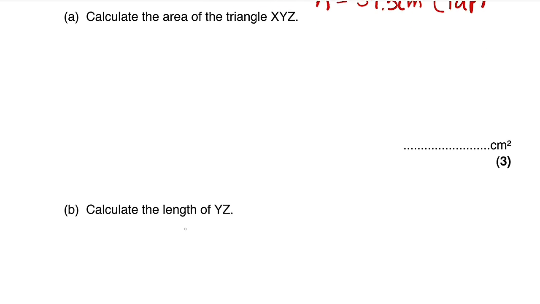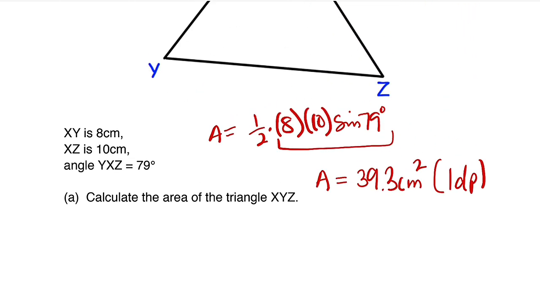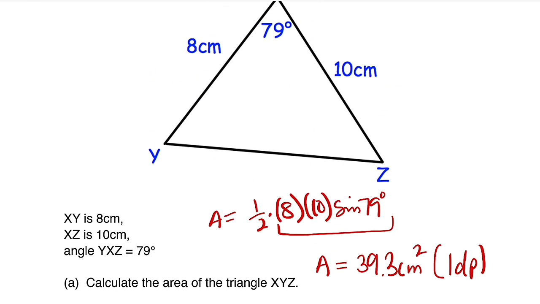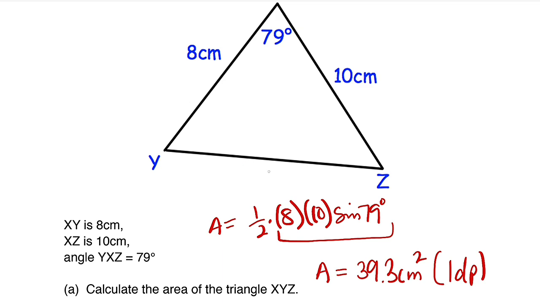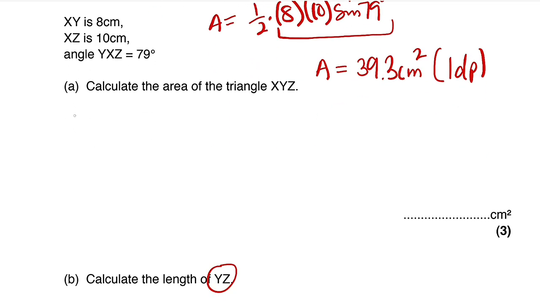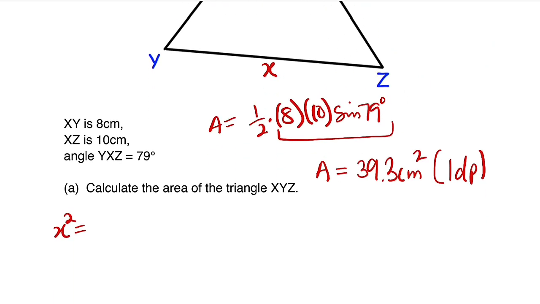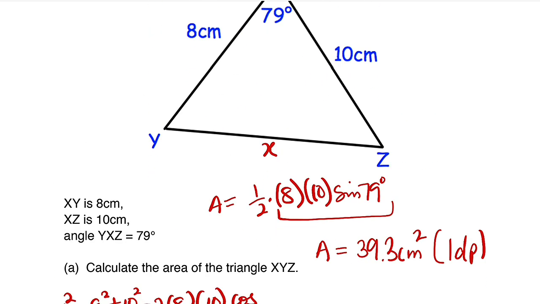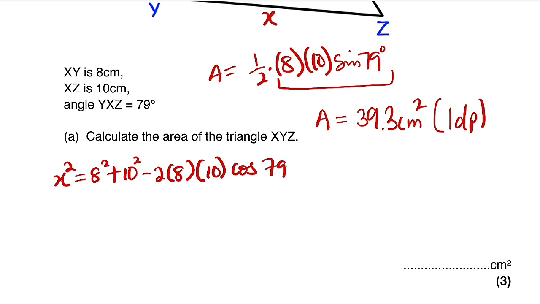Then the B part, we are asked to find the side length of YZ. Talking about this one. So we are going to use cosine rule. I think, let me give it a name. Let me call it x. So x squared is equal to 8 squared plus 10 squared minus 2 times 8 multiplied by 10, then multiplied by cosine of that included angle, 79 degrees.